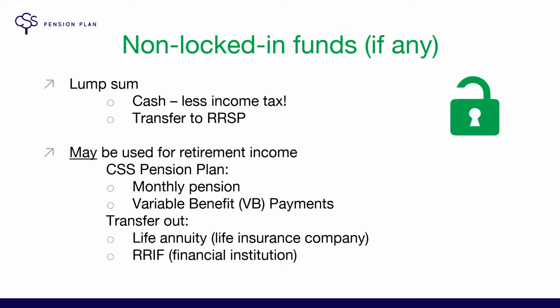If you have any non-locked-in funds in your account, it will likely be because you made or are making additional voluntary contributions. Non-locked-in funds are only available to you once you are no longer working for any employer member of the pension plan. You can access them as a lump sum, subject to income tax, or as a transfer to an RSP with a credit union or other financial institution. Or if you are retiring, you can use them for a retirement income, such as our monthly pension or VB payment from the pension plan, or transfer them out to get an annuity from an insurance company or a RIF from a credit union or other financial institution.